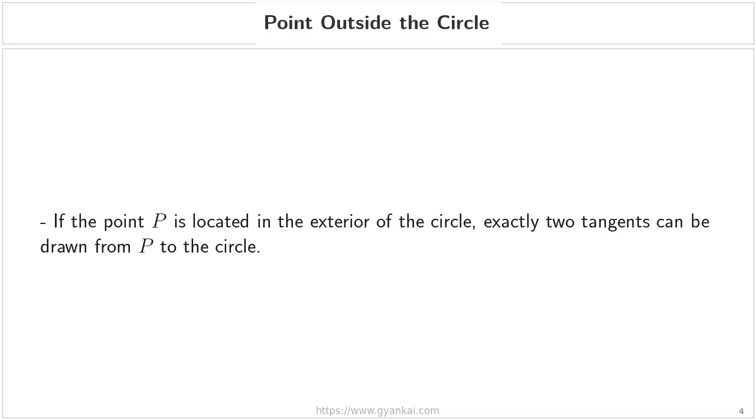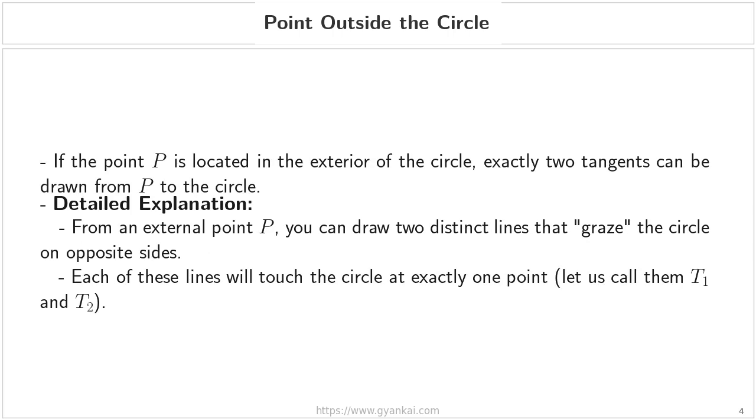Now, let's move on to our third scenario, which is often the most interesting one to visualize. What happens if the point P is located in the exterior of the circle? In this case, we can draw exactly 2 tangents from point P to the circle. To understand why this is the case, let's look at the detailed explanation. Imagine you are standing at this external point P and looking toward the circle. You can draw 2 distinct lines that just graze the edge of the circle on opposite sides, one on the left and one on the right.